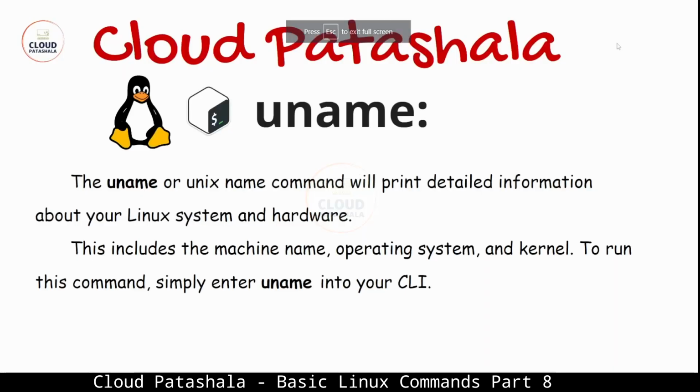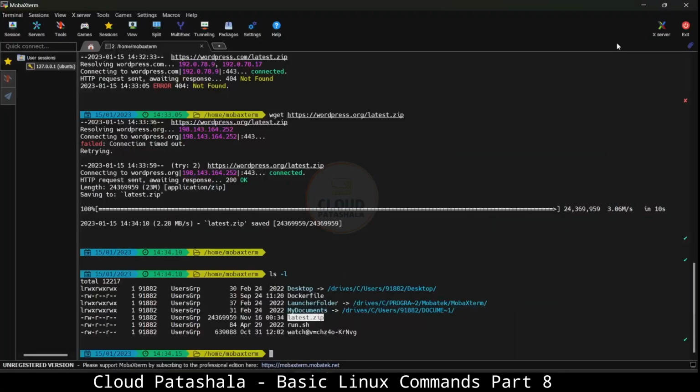The next command that we would be looking at is uname. Uname is a Unix name command, will print detailed information about your Linux system and the hardware. This includes the machine name, operating system, and the kernel details. To run this command, you simply have to enter uname into the CLI. Let's quickly look at an example of how this works.